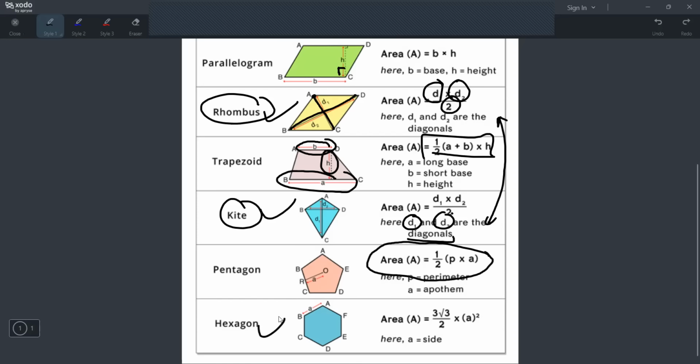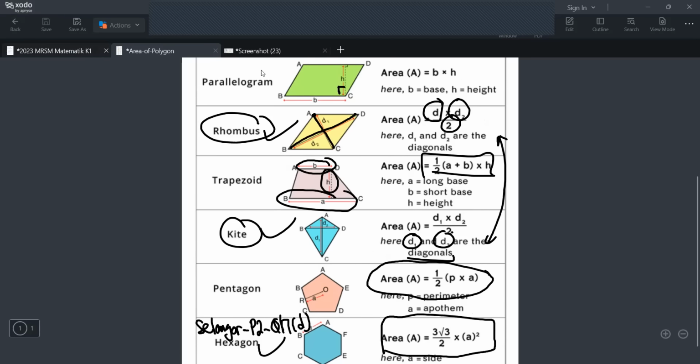But the hexagon, I did come across in the Selangor paper. You can refer to my Selangor video. I think it's paper 2, last question, 17D. My last video is actually on the Selangor paper. They end up asking the area of a hexagon, and I did explain using this formula. So if you want the explanation for this question, you can refer to my Selangor video. Just skip to the last minutes and then you will see the question. They asked me to find the area of a hexagon.